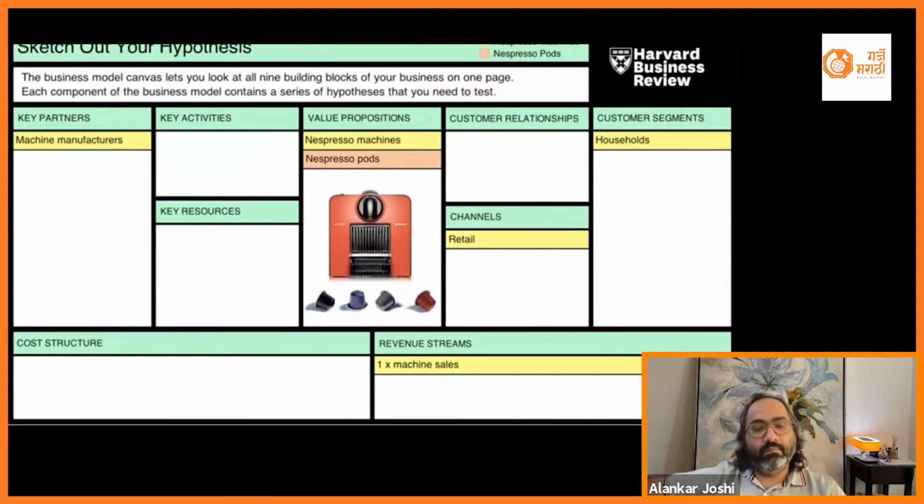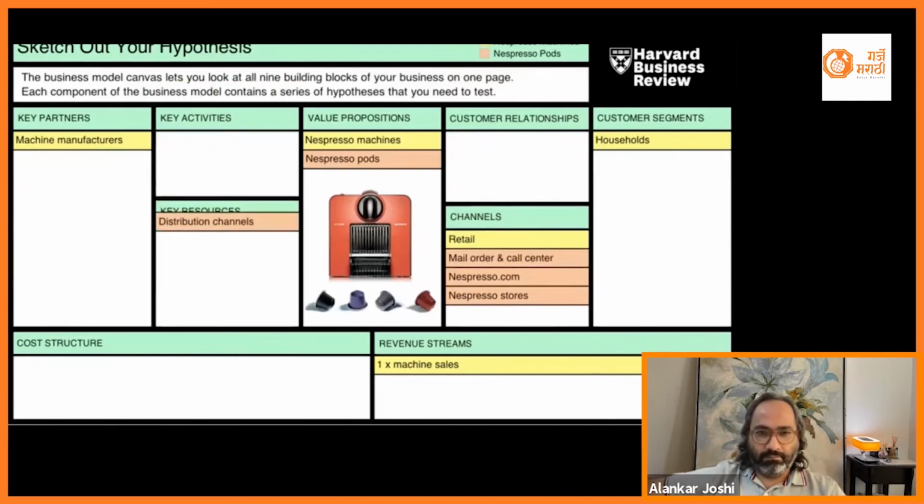Then for the Nespresso pods, they have a totally different distribution strategy. They only sell the pods through their own channels. Started out with mail order and call center, then they built Nespresso.com, and today in the biggest cities of the world, you'll find Nespresso stores as well. This is interesting because it meant that they had to build distribution channels as a key resource in their business model, because this is the first time that a Nestle-owned company sells directly to households.